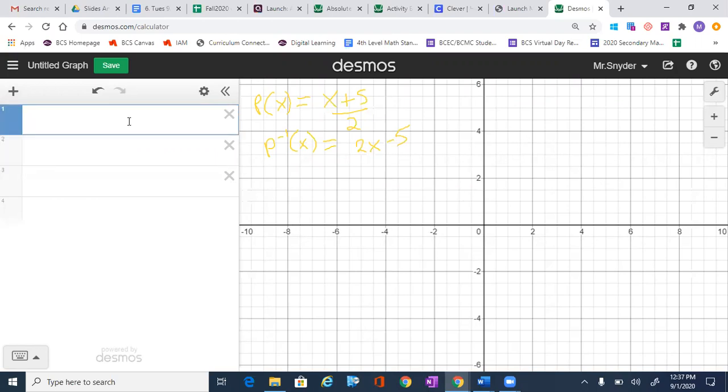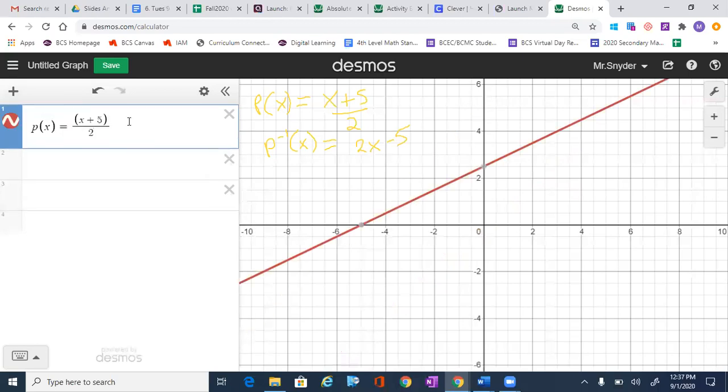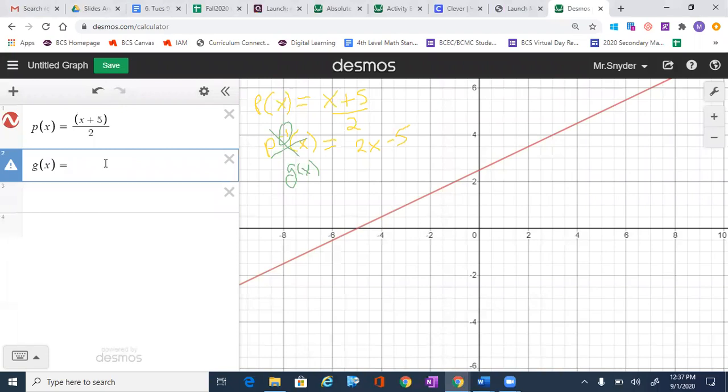The first thing we do is we come in and we type in the first equation. I'm gonna call it P of X equals x plus 5 divided by 2, and it's going to graph that equation. Now, the one thing that Desmos is not going to like is the P inverse of x. It's not going to like this at all, so I'm going to change the name of it, and I'm just going to call it g of x, but we automatically know it's still the inverse. So I'm going to go over here, and I'm going to type in g of x equals 2x minus 5.